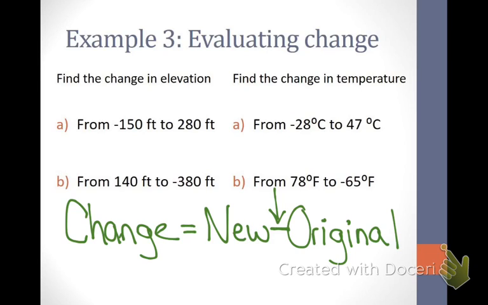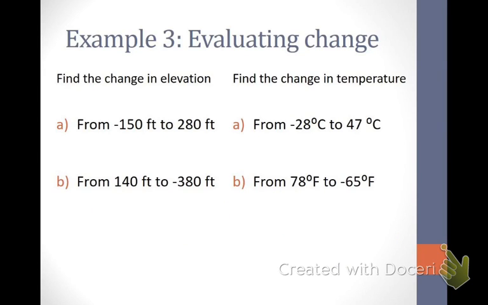So what happens if your original amount is a negative? If you're subtracting a negative, what happens to it? It becomes a positive. So that subtraction sign does not replace the negative if it's the original. That becomes a double negative. You'll see that in just a sec. But does everybody have the formula written down? Change equals new minus original. You have that written down?